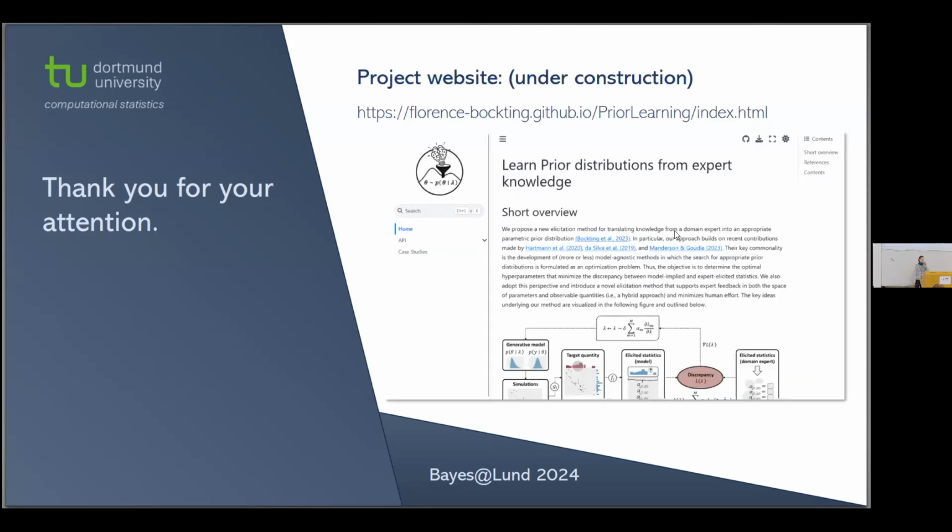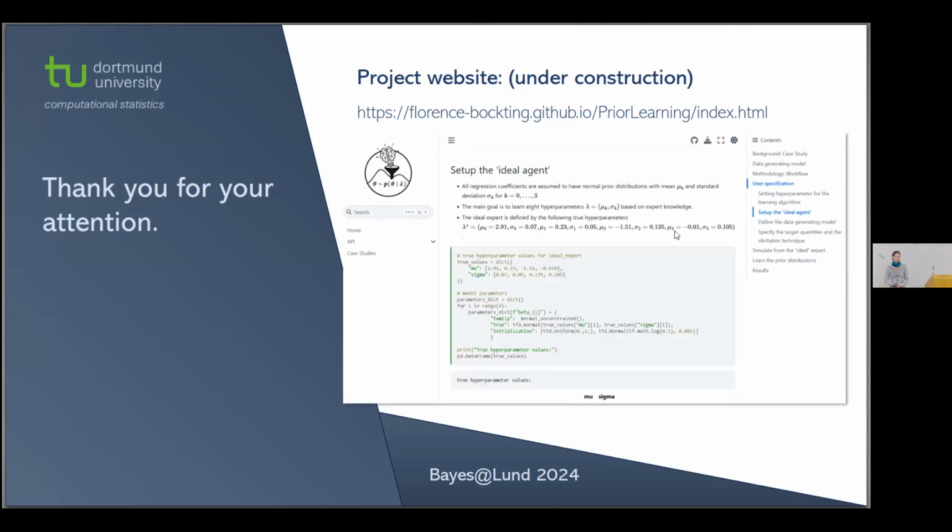Just as information, we are also working at the moment on a project website where we will update all the information about the project, and where we also have case studies where you can see the implementation. But it's very new, so it's quite under construction. There might be some information missing and so on. But I think in some weeks you can look at it again, and you will have more up-to-date information about the state of the project at the moment. Thank you very much.